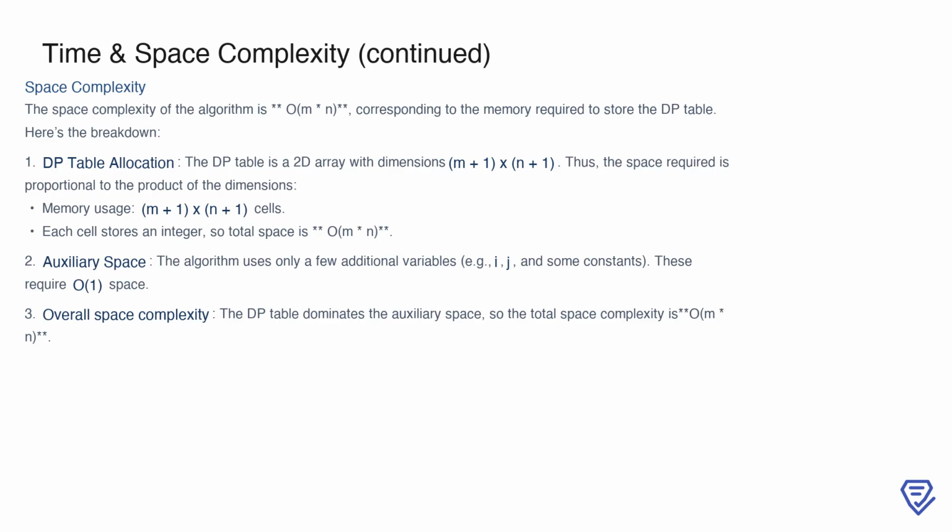The space complexity of the algorithm arises from the use of the DP table. This table is a 2D array with dimensions (m+1) by (n+1), where m is the length of the first word and n is the length of the second word. The space required to store this table is proportional to the product of its dimensions, which is O(m*n). Additionally, the algorithm uses a few auxiliary variables like loop counters and constants, but these require only O(1) space and are negligible compared to the space for the DP table. Therefore, the overall space complexity of the algorithm is dominated by the DP table, making it O(m*n).